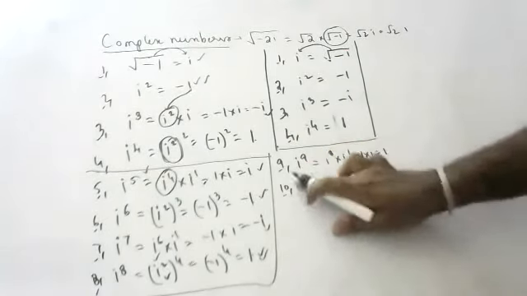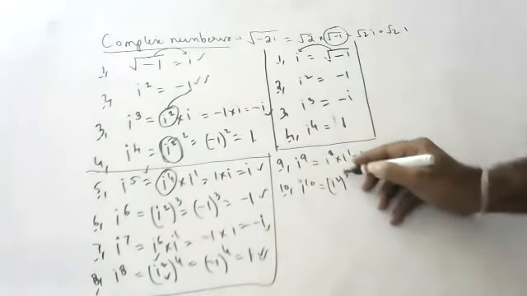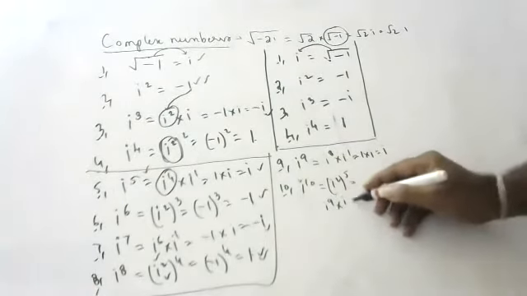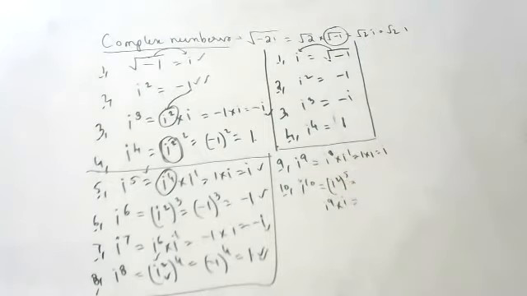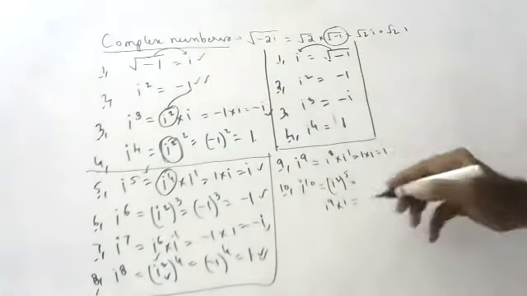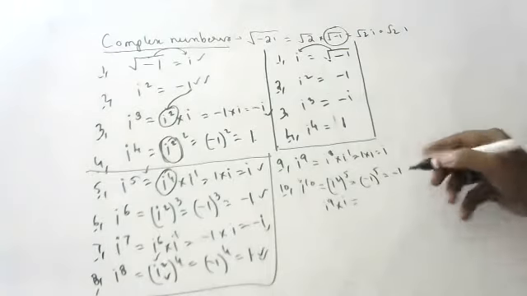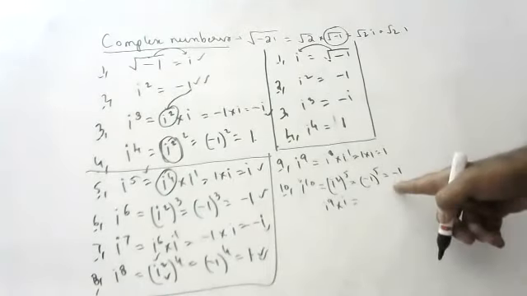I10. Can I write I square whole to the power of 5, or I9 into I? You will write which one? Anyhow you can do the sum. Which one do you want? The I square whole to the power of 5: I square is how much? Minus 1. Minus 1 to the power of 5 is minus 1 into minus 1. If you do it like this also, like this only you will get it.